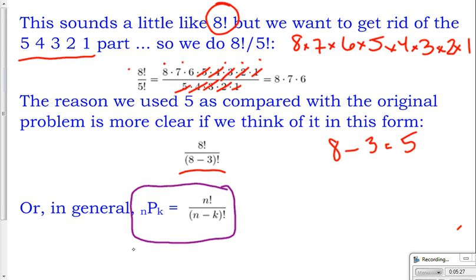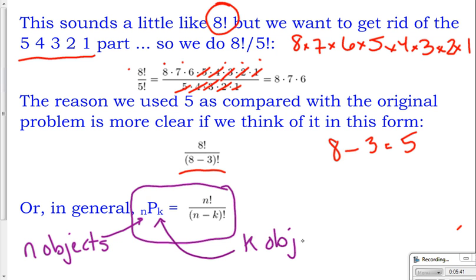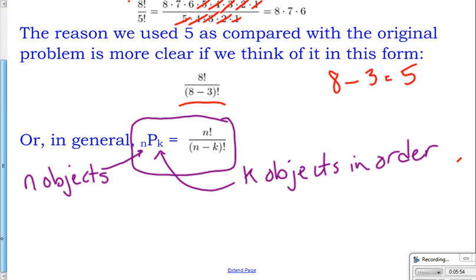So anytime we have n objects, and from those n objects, we want to put k of them in order, then our formula is this thing that you see on your screen, the n factorial over n minus k factorial. This is actually built into your calculator, so I would love it if you don't have your calculator handy, pause the video to go get it.